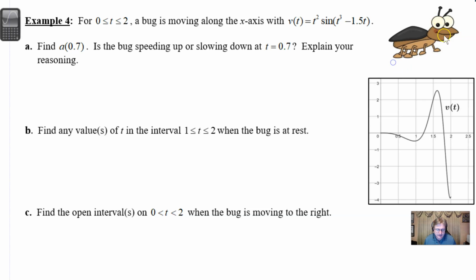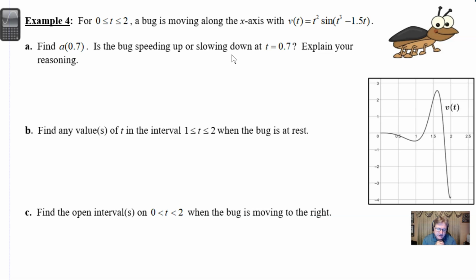This is our bug, Hiram. Hiram's going to do a little walking here for us. So we've got this time interval 0 to 2, and Hiram, our bug, is going to move along the x-axis, and he's got a very interesting velocity graph and a velocity equation. It's a very ugly equation.